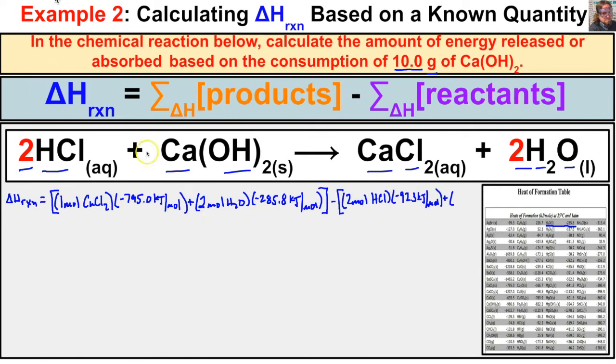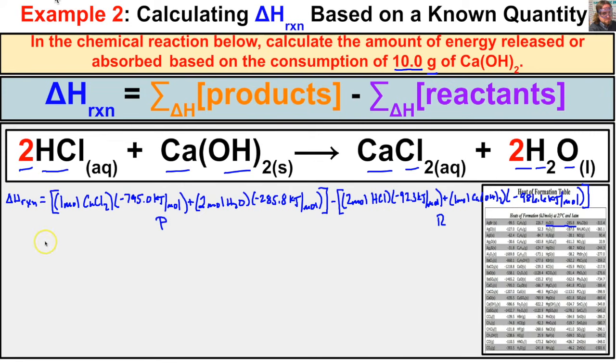Plus, we have 1 mole of calcium hydroxide. We're going to run out of room here, so I'll just put the work right across this table. So we have 1 mole of calcium hydroxide, and the heat of formation of calcium hydroxide, if we take a look, is negative 986.6 kilojoules per mole. So a lot of work here, but I think we have it. Right here we have the amount of energy that's going to be released or absorbed for the products. Right here we have the amount of energy that is released or absorbed by the reactants.